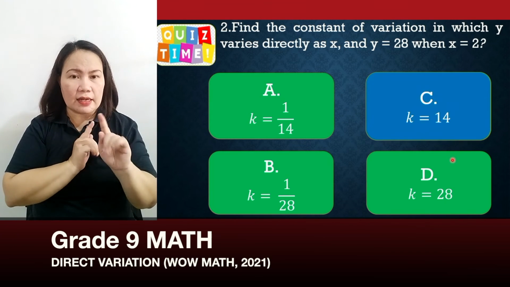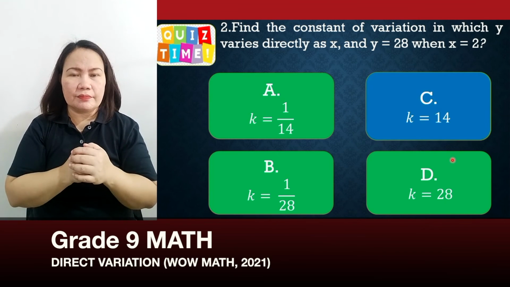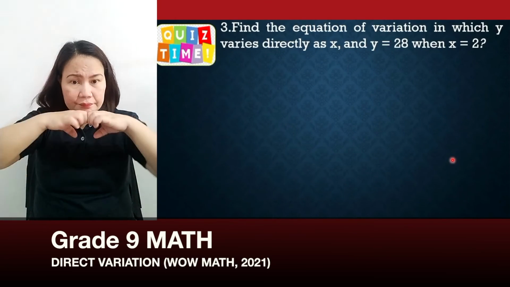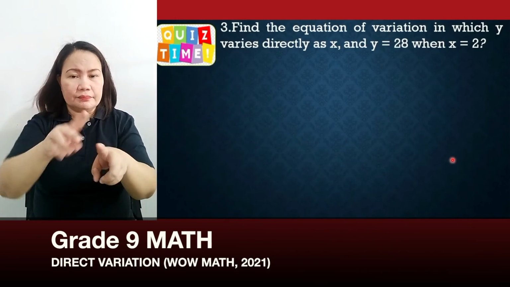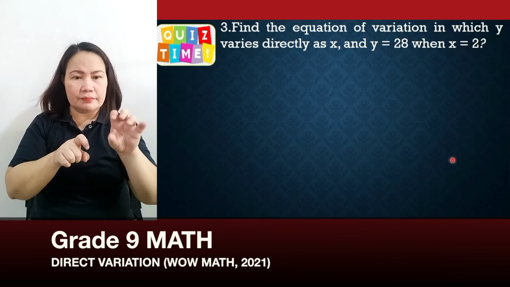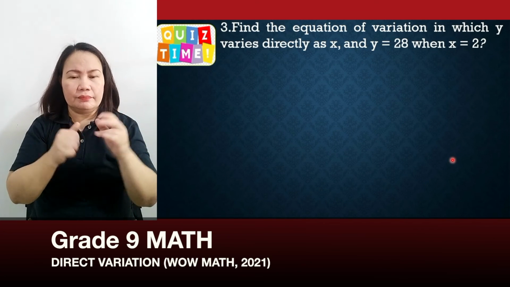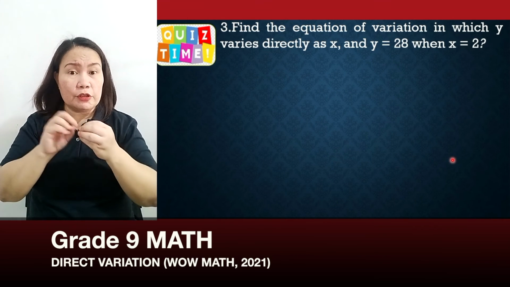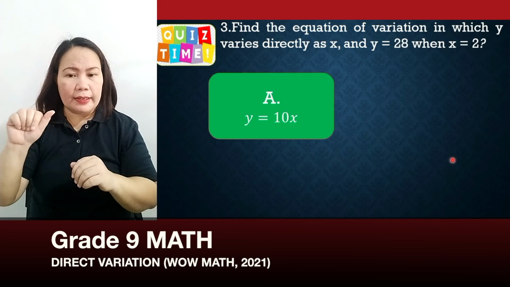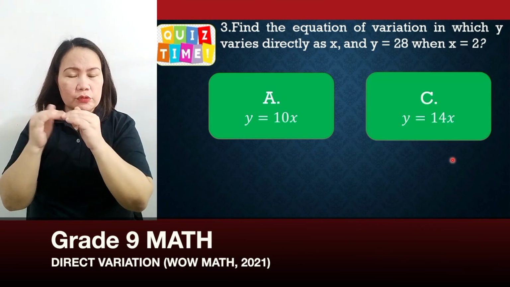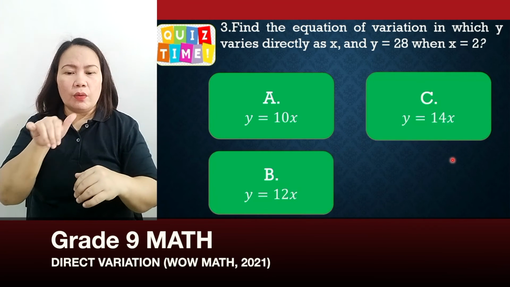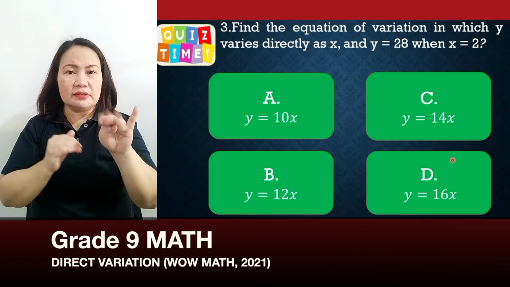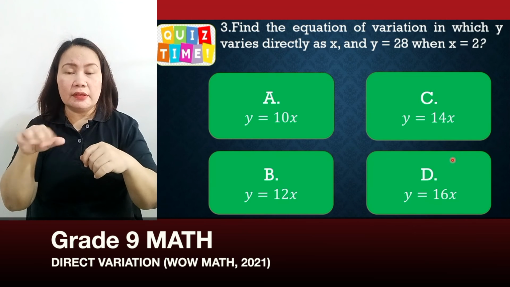Yes, the correct answer is letter C. K is equal to 14. Question number 3. Find the equation of variation in which y varies directly as x and y is equal to 28 when x is equal to 2. Karugtong ng question number 2. Letter A, y is equal to 10x. Letter B, y is equal to 12x. Letter C, y is equal to 14x. And letter D, y is equal to 16x.